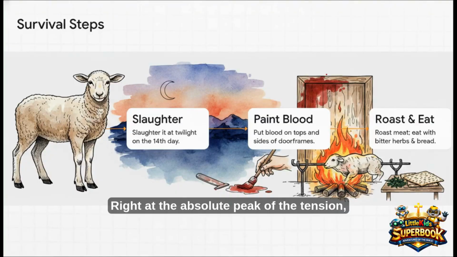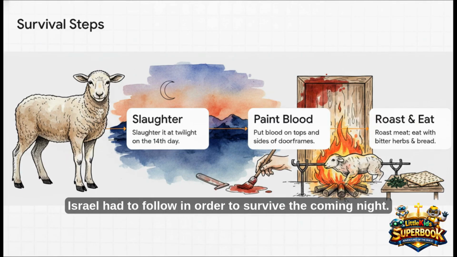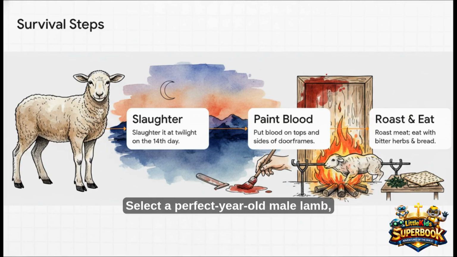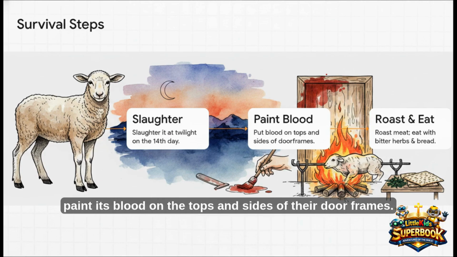Right at the absolute peak of the tension, the epic storytelling suddenly hits the brakes. It shifts gears into this gritty, hyper-detailed survival manual. These were the exact step-by-step instructions the community of Israel had to follow in order to survive the coming night. Select a perfect year-old male lamb. Slaughter it precisely at twilight on the 14th day. And, absolutely crucially, paint its blood on the tops and sides of their doorframes.